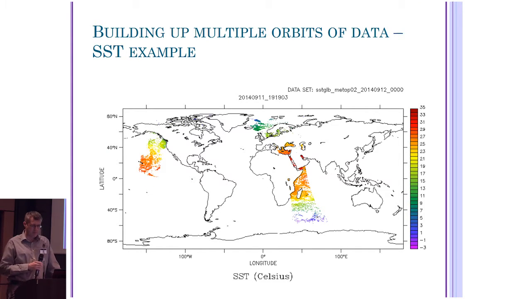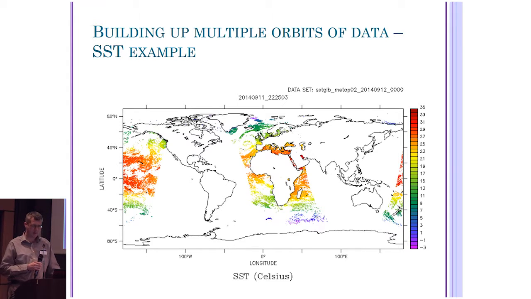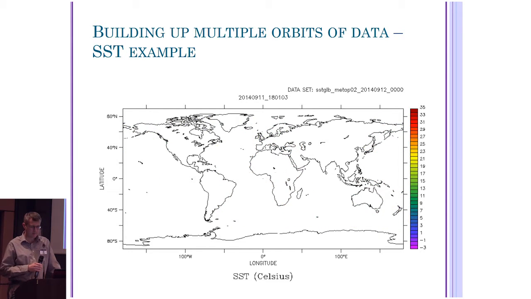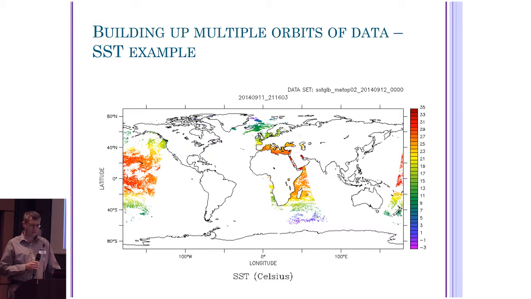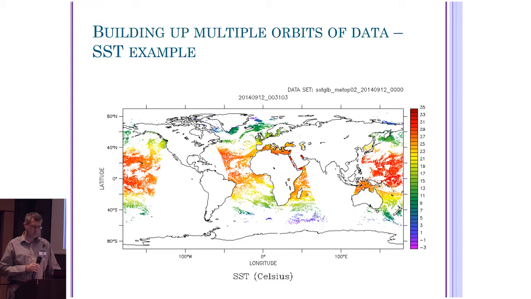So that was a single orbit of data. What we can do is combine together multiple orbits of data to make what we call a level 3C file, or a level 3 collated file. And you can see as you get more and more orbits of data together, you get a more complete picture of the Earth. But there's gaps in the data. This is sea surface temperature from an infrared instrument aboard a satellite, so it can't see through clouds. So wherever there's a cloud, there's some processing being done to work out that there's a cloud there and the data's missing.